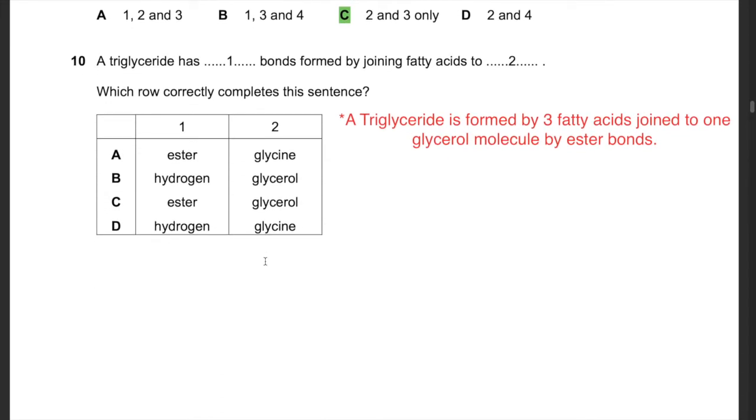Question 10. A triglyceride has 1 bonds formed by joining fatty acids to 2. So which row correctly completes this sentence? A triglyceride is nothing but 3 fatty acids joined to one glycerol molecule by ester bonds. Therefore it should have ester bonds, which is either option A or C. And it is formed by joining fatty acids to glycerol, not glycine. Therefore the answer is C.